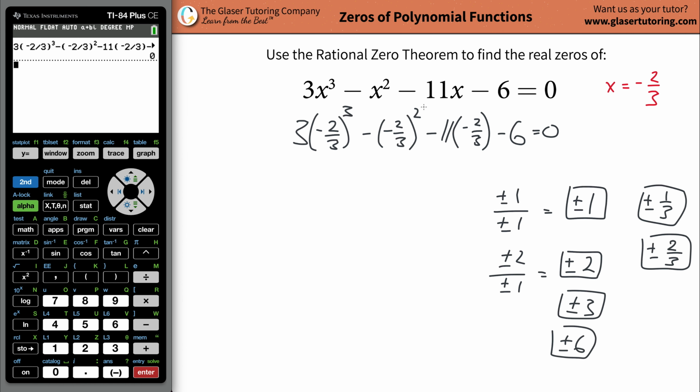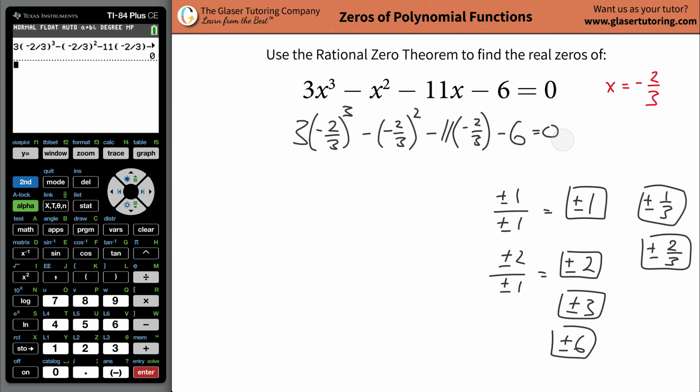That's what the rational zero theorem basically says: that this was a fraction of one of the factors of the constant term over one of the factors of the leading coefficient, plus or minus, and that one did work, negative 2/3. So this is a zero of the function. Now, no other value is going to work. Okay, no other value is going to work.